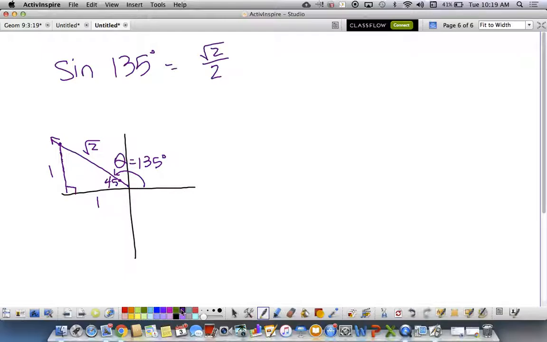Is it positive or negative? You have to remember the quadrant. All Students Take Calculus. That's never going away. Positive, it's positive. Could I ask you the rest of them? What is cosine of 135?